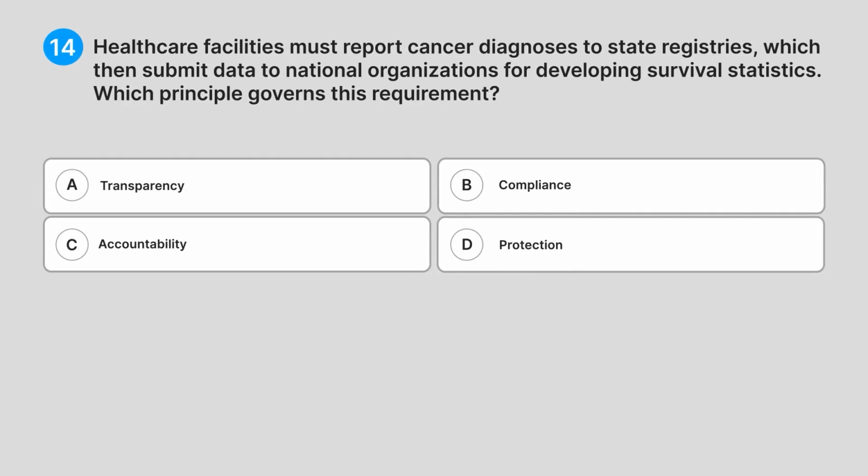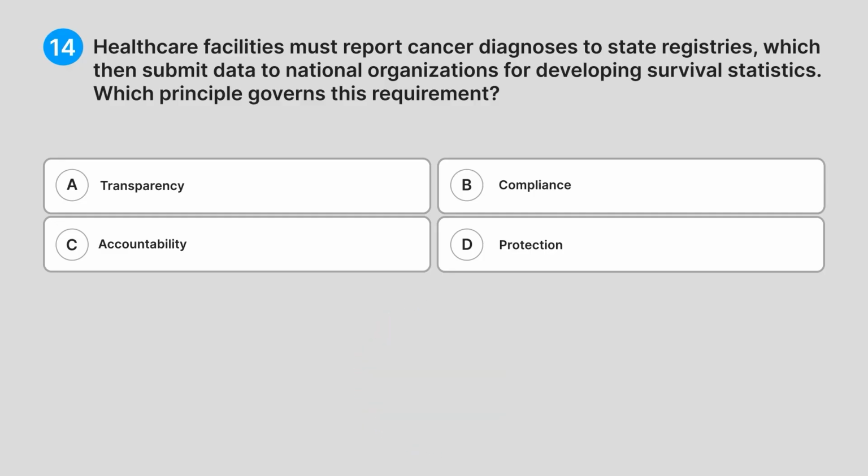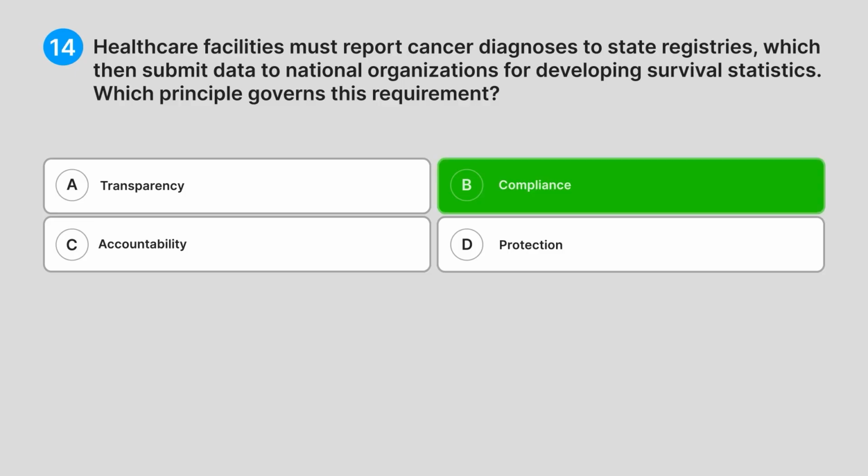14. Healthcare facilities must report cancer diagnoses to state registries, which then submit data to national organisations for developing survival statistics. Which principle governs this requirement? A. Transparency. B. Compliance. C. Accountability. D. Protection. Do you know the answer? Correct answer, B. Compliance.